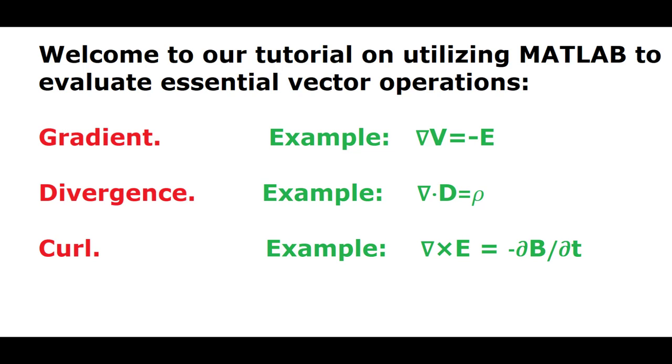Welcome to our tutorial on utilizing MATLAB to evaluate essential vector operations. We're going to evaluate gradient, divergence, and curl. For example, the gradient of voltage gives us minus the electric field. On the other hand, the divergence of electric field density D gives us the charge density per unit volume, rho. And curl of electric field is equal to minus the partial derivative of magnetic density with respect to time.